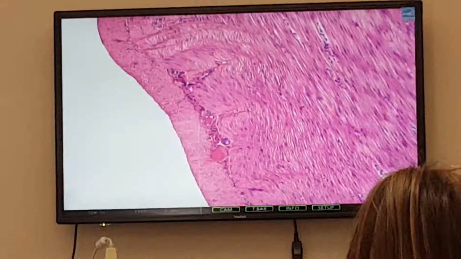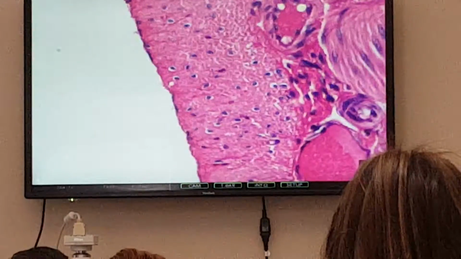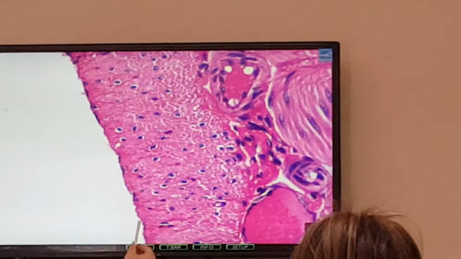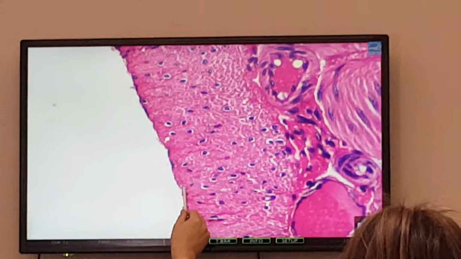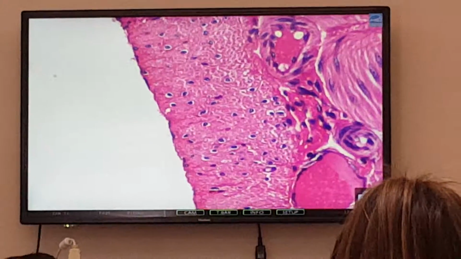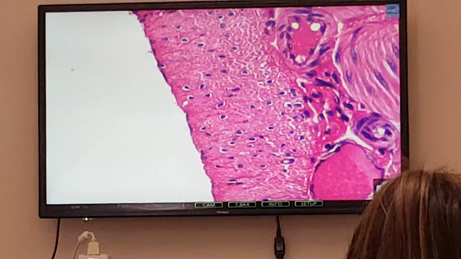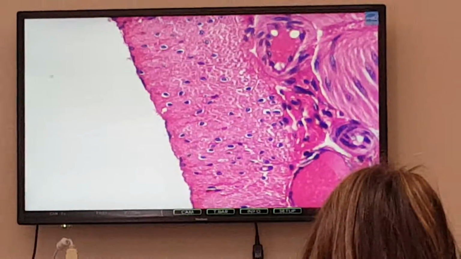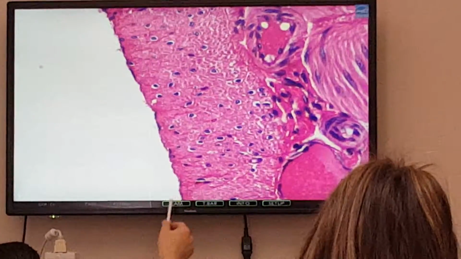So, let's go high power and look at the outer surface. There's a simple squamous epithelium right here. That's a squamous cell, that's a squamous cell, that's a squamous cell, this is a squamous cell. That makes the mesothelium of the serous membrane. Remember, the mesothelium is a simple squamous epithelium that lines the serous membrane. Specifically though, this is part of the visceral peritoneum.